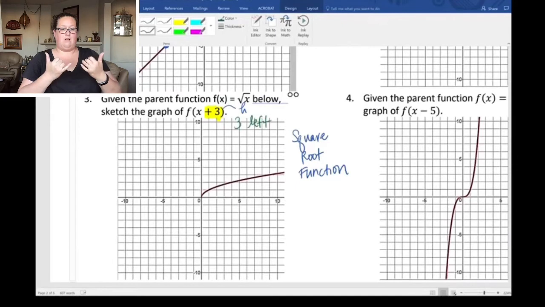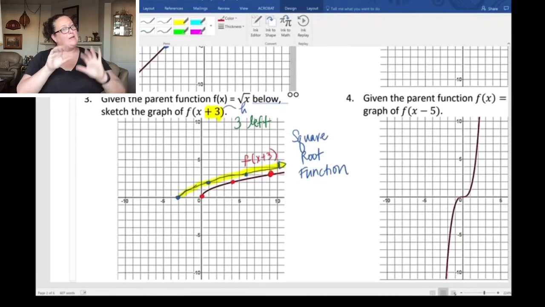Now let's pick 3 points from our curve and move those 3 points. I'll go with 0, 0, 4, 2, 9, 3. Let's go ahead and move 0, 0 first, and let's go 3 units to the left. 1, 2, 3. Now let's move 4, 2, 3 units to the left. 1, 2, 3. Followed by 9, 3. Let's move that 3 units to the left. 1, 2, 3. Once you have your points, draw the curve. Let's label the graph f of x plus 3.